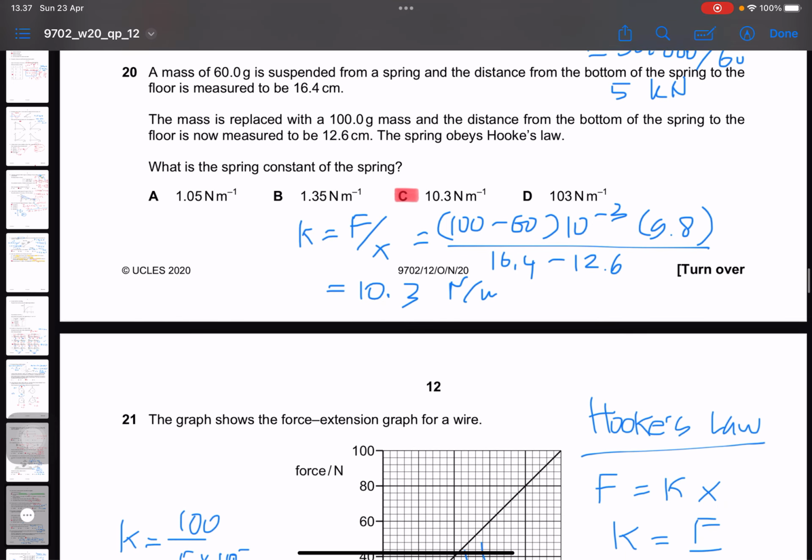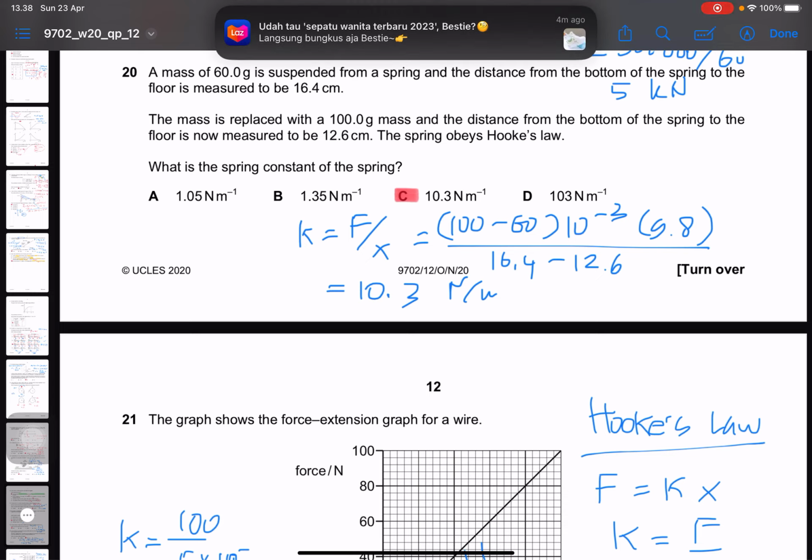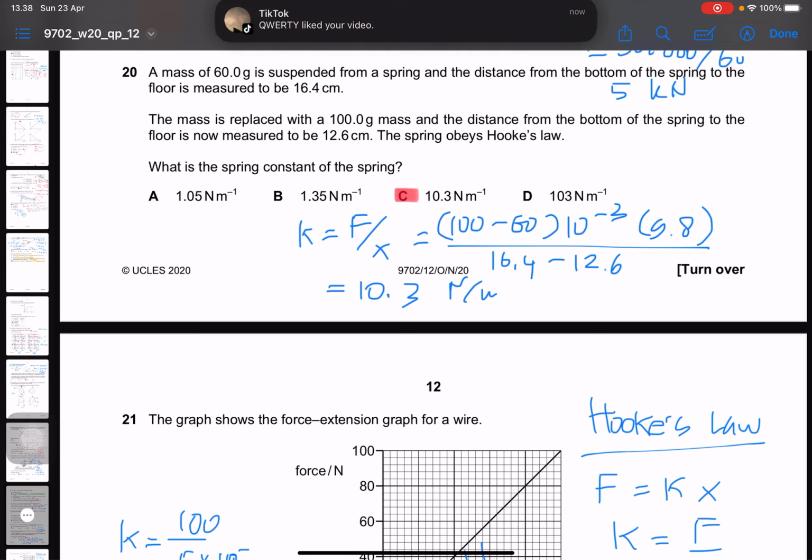Then 20. A mass of 60.0 gram is suspended from a spring, and the distance from the bottom of the spring to the floor is measured to be 16.4 centimeter. The mass is replaced with a 100 gram mass, and the distance from the bottom of the spring to the floor is now measured to be 12.6 centimeter. The spring obeys Hooke's law. What is the spring constant of the spring?